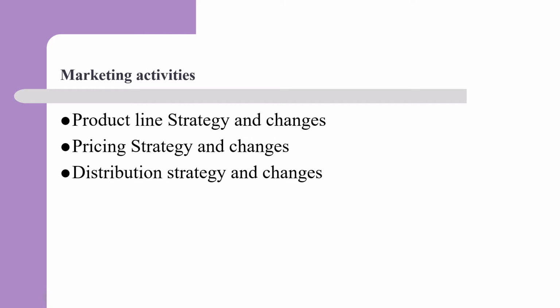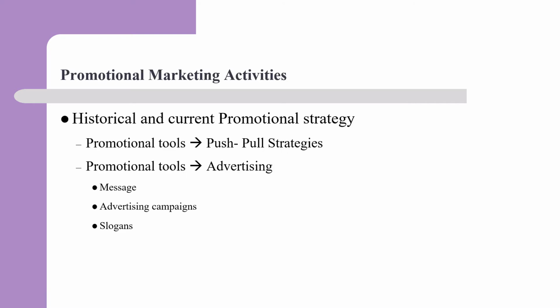Then there's pricing strategy and changes, and we talked about pricing strategies and potential changes. And then distribution strategy and changes. Now, we've talked about all of these in some detail in previous lectures. So let's talk about the last one of these, of course, of the 4 P's. And you can see we have the 4 P's here, right? We have product, price, place, and then, of course, the last P would then be promotion.